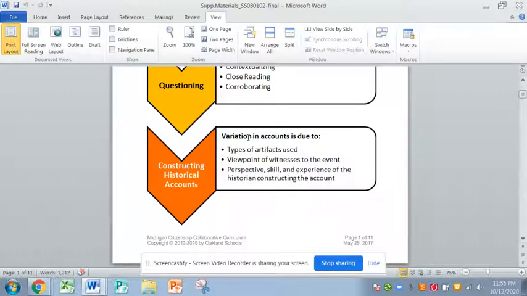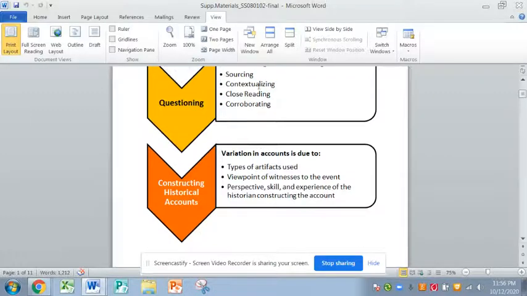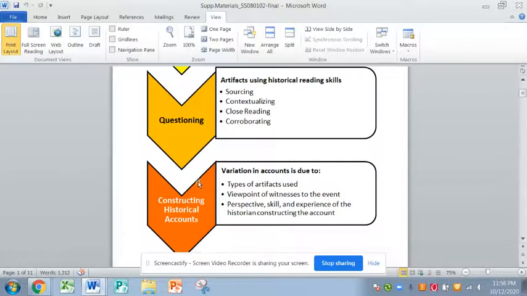Now, there is variation or discrepancy or differences in accounts due to the following 3 things. The types of artifacts used, which we will get into later in this lesson, because there are several different types of artifacts. The viewpoint of witnesses to the event. Is it a primary source? Is it a secondary source? Again, from last year, 2 vocab words. And the historian's perspective, skill, and experience of the person constructing the account. Are they somebody who this is their first year, or have they been doing this for 30 years and are a little bit more experienced? So these are some variations that can occur in a historical account when looking at artifacts based on historians and their skills.